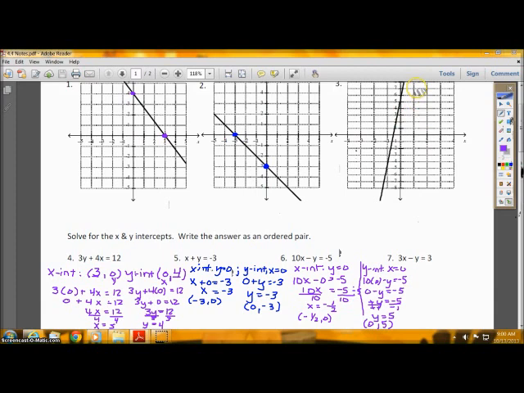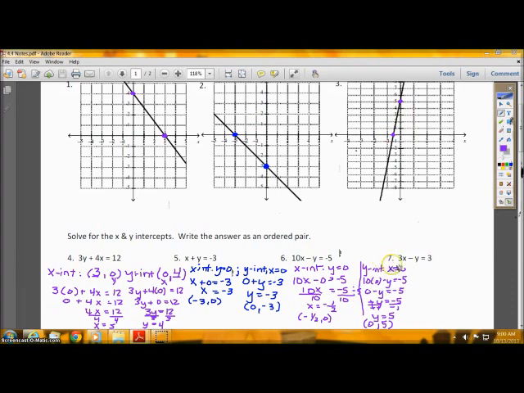And again, if we look up at our graph, we can see that it does cross at negative 1/2, the x-intercept, when y is 0. And then it does cross up at positive 5 when x is 0. And those are how we found our x and y intercepts.